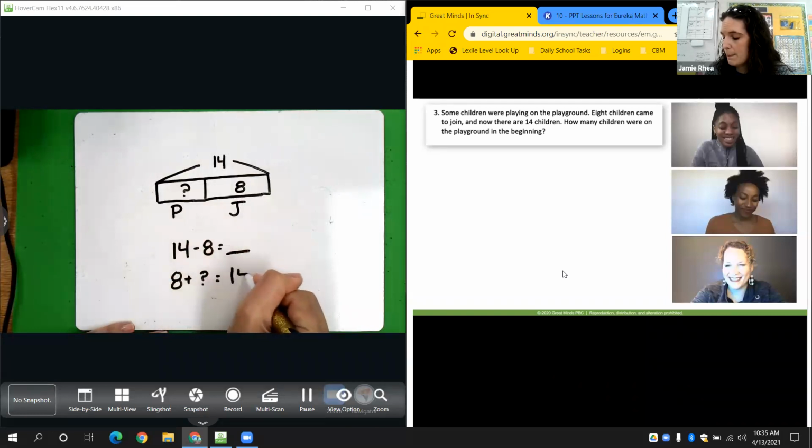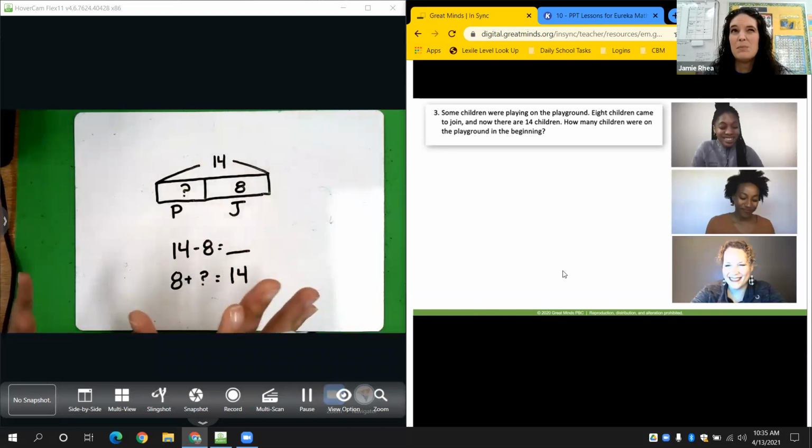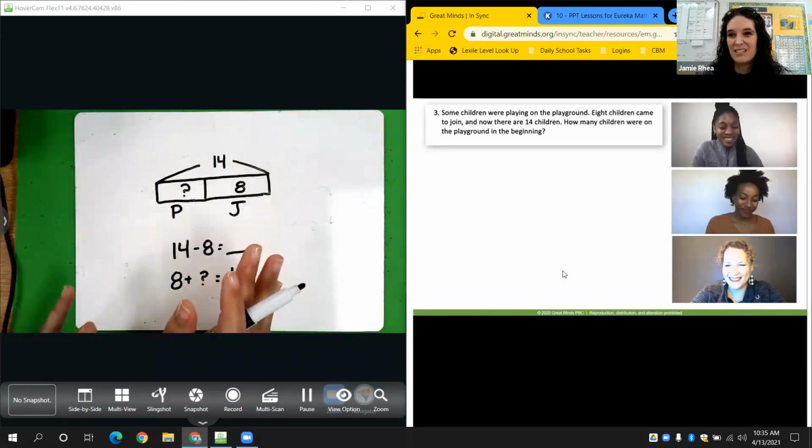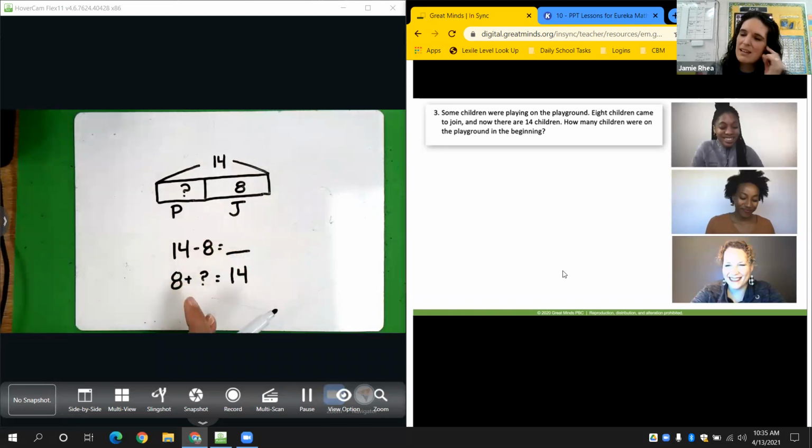I could say 14 minus 8 equals something, or I could say 8 plus something equals 14. Now, 8 is kind of in between 14. So I could do either way easily. Either way would be efficient, okay? So let's count from 8. 8, 9, 10, 11, 12, 13, 14.